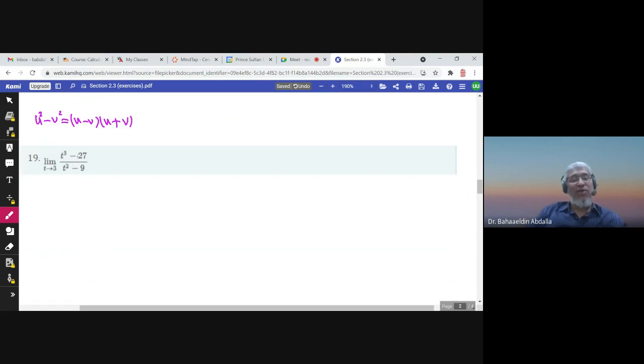Here we have a difference of two cubes. If you replace t by 3, you will find 0 over 0. So to factor, you should know how to factor a difference of two cubes. This formula enables you to factor a difference of two squares. But a difference of two cubes can be factored also using this formula.